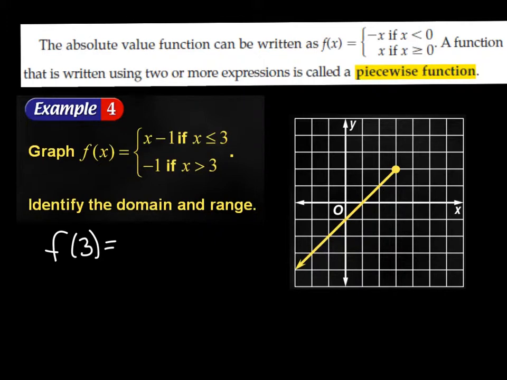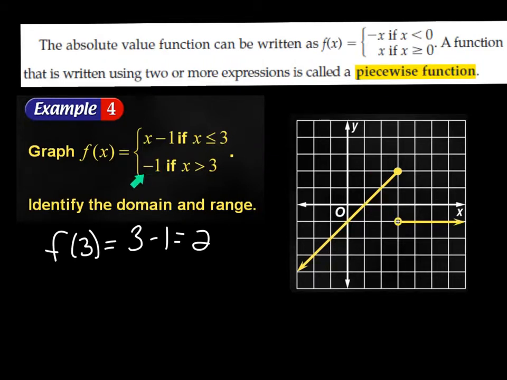3 is an important number on this graph. It's in both of the if parts, restricting the domain. So if I put 3 in for x, 3 minus 1 is 2. I can plot the point 3, 2, and then from there I know my slope is 1. So I can go backwards, down 1, back 1, and there's that line. And then the second part says f of x equals -1 if x is greater than 3. So I need an open circle at 3, -1, and it's going to stay there. It's a constant function. So open circle, arrow goes to the right.